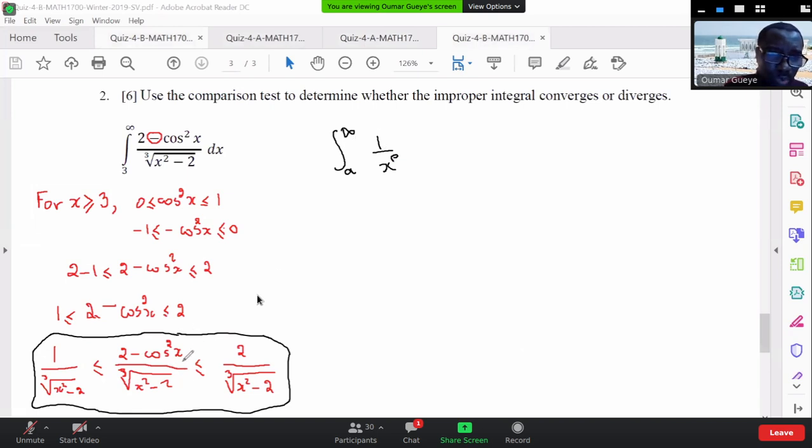But from this inequality, I don't have it, because the denominator is not x to the power p, it is the cubic root. So I have to refine my denominator in order to get something similar to 1 over x to the power p. Okay? Now how to get it?